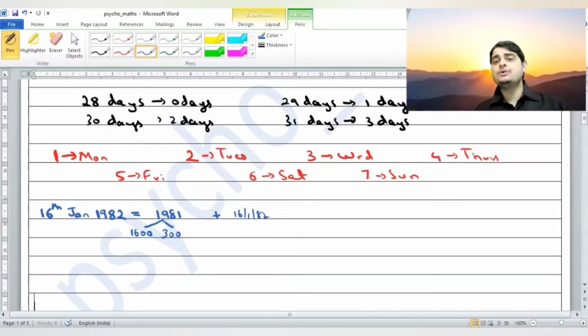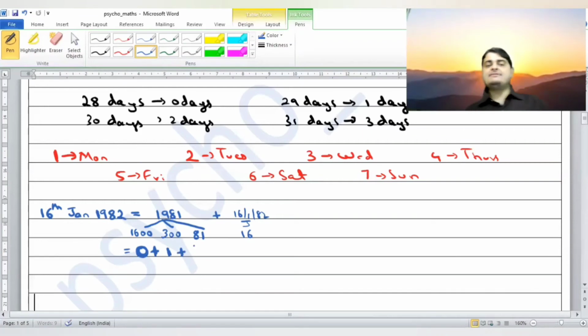That will bring us to 1900, and then 81 years. Okay, and then we can conclude with the 16 days of Jan of the year 82. So see, the 16th century will have 0 days extra. 300 years will have 1 day extra.